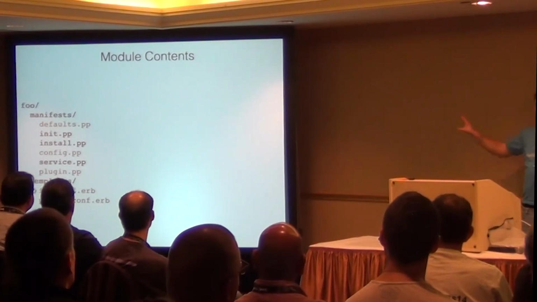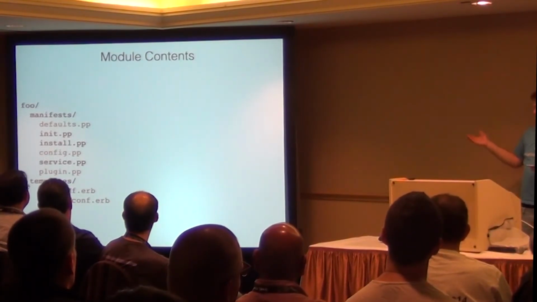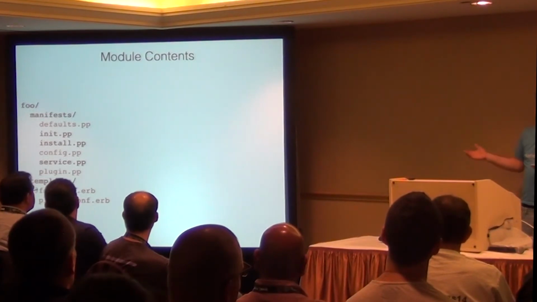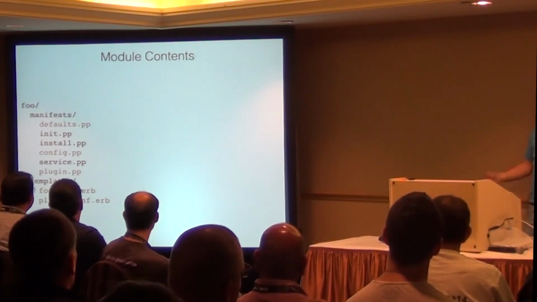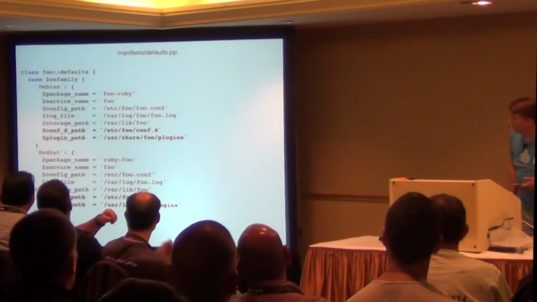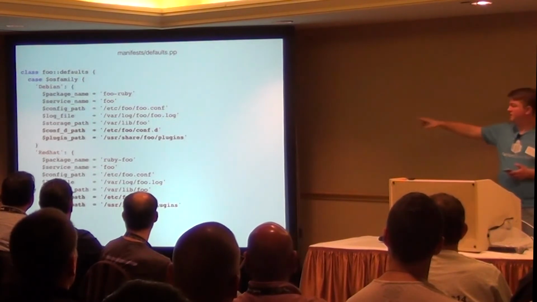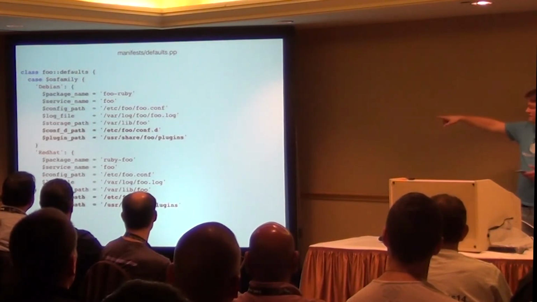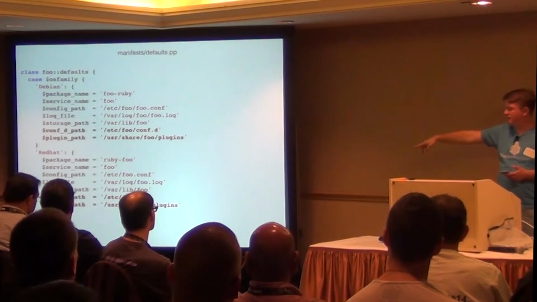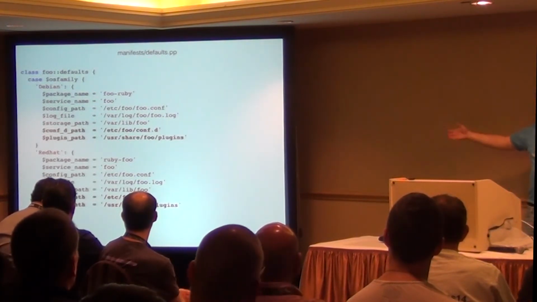So to add support for that into this module, we need to modify a couple of files, and we have a couple of new files we need to add. The first one we're going to modify is the defaults, and it might be hard to see, but the bold is the changes. We added the conf.d path because on Debian and Red Hat they're in different directories, and also a place where the plugins actually live.